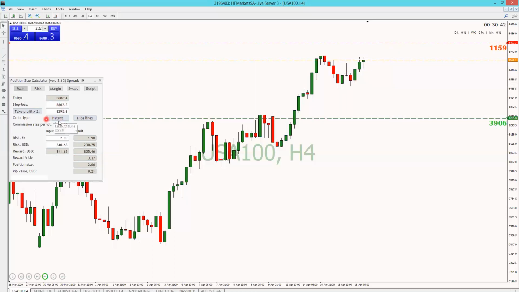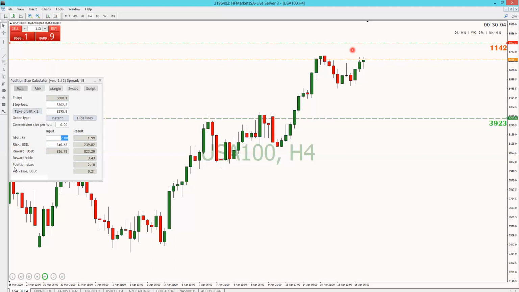Now this is an instant order. You see what it says, order type instant order, and the commission is zero. We don't have commissions here for this specific account. And then down here it says risk. This is very, very important. It's basically how much you want to risk per trade in percentage. I always risk 2% of my account. So if that is 2%, it's that amount there. This is how much I'm risking for this specific trade.